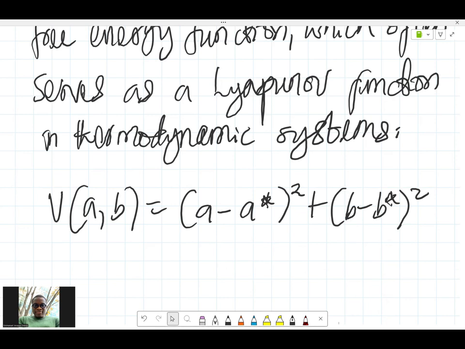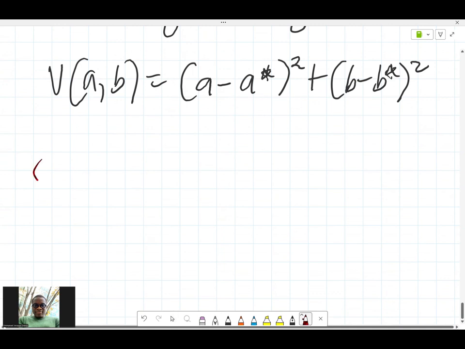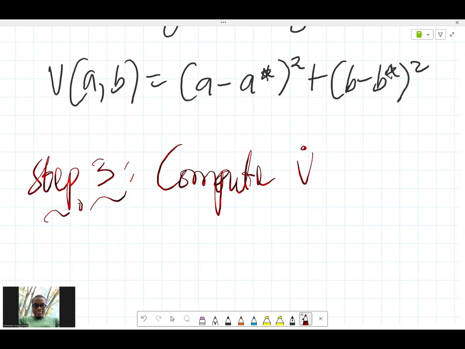Okay, so now let's look at when we differentiate that, what do we actually get? That takes us to step three, where we differentiate. Step three is where we compute V dot. That's V dot of X now. So we already have our V there.